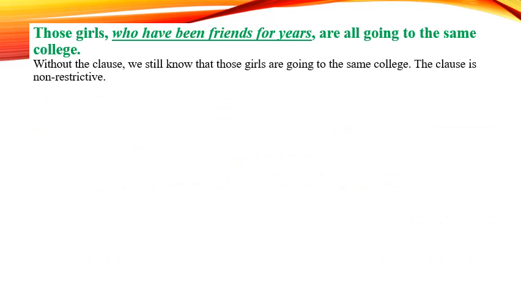Let's have a look at the examples. These girls, who have been friends for years, are all going to the same college. Now, if we try to delete this part, those girls are all going to the same college. Still, the sentence is meaningful. Who have been friends for years, you are giving extra information about these girls. That's why this relative clause can be deleted, and that's why it's called non-restrictive.